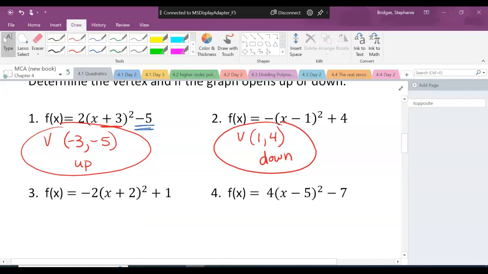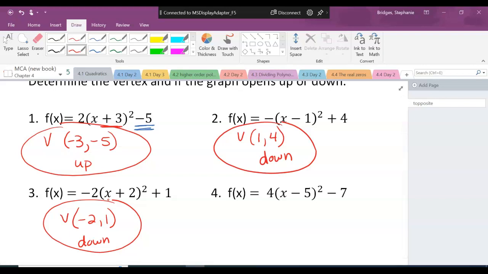All right, what about 3? What's my vertex for 3? Negative 2, positive 1. And how is it going to open? And then 4, what do you think? Vertex? And then up or down? Up.